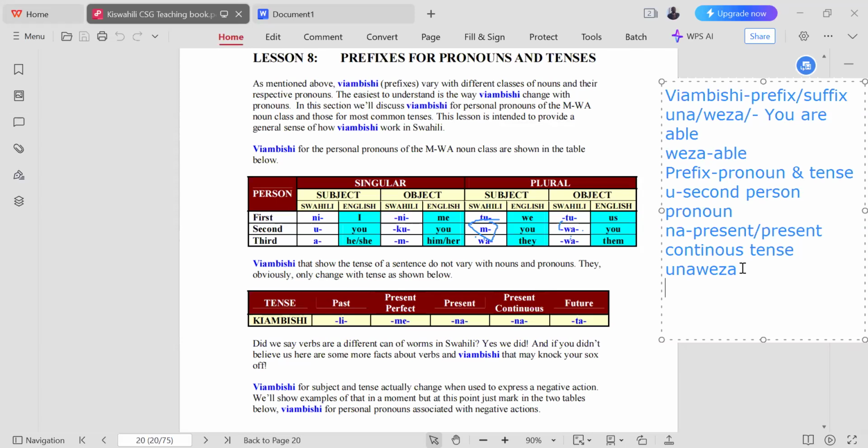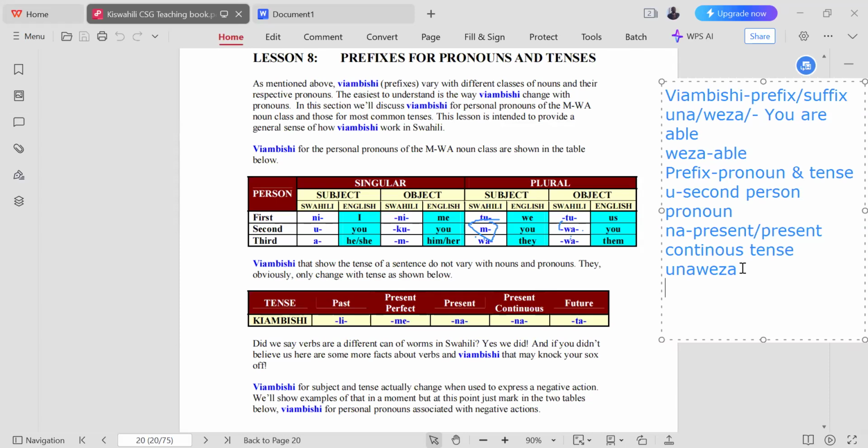Past tense. Look at the chart of the tenses down here and try to make... Oh, this one. Linaweza. Linaweza. Not li. Remember, the tenses come after the pronoun. Are you seeing the structure of this one?